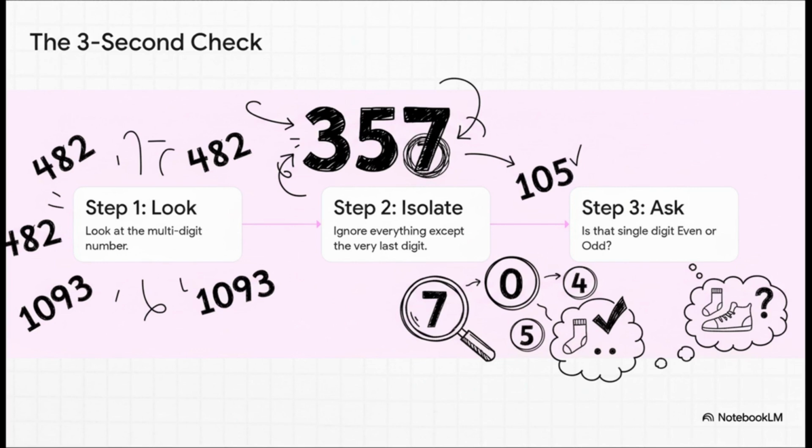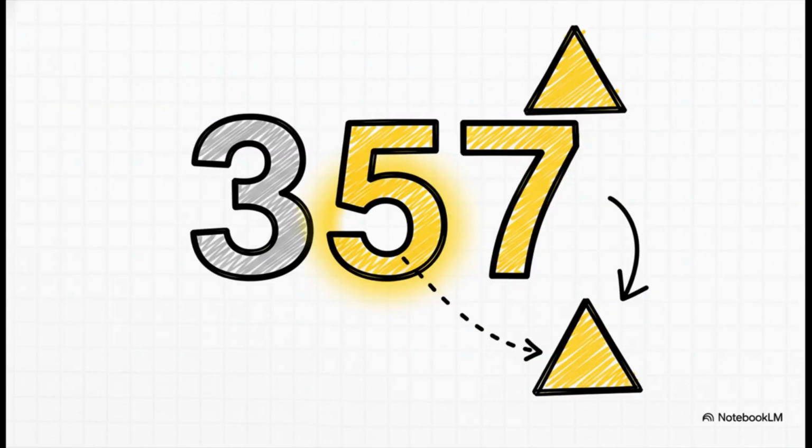Now, just ask yourself, is the number 7 even or odd? That's because the last digit tells the entire story. Since 7 is odd, the whole number, 357, is odd. It's that easy. If the last digit is a 0, 2, 4, 6, or 8, the entire number is even. The secret is always in that final digit.